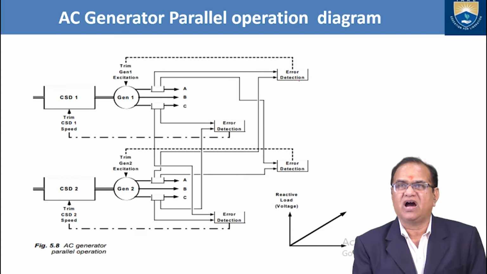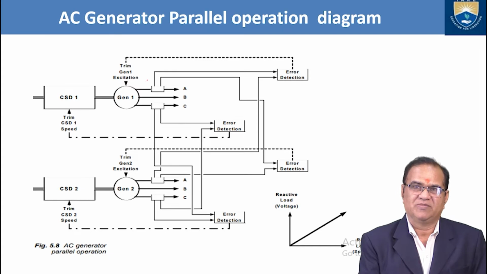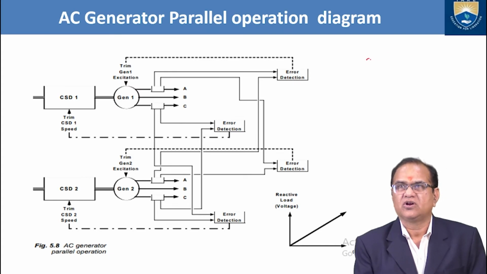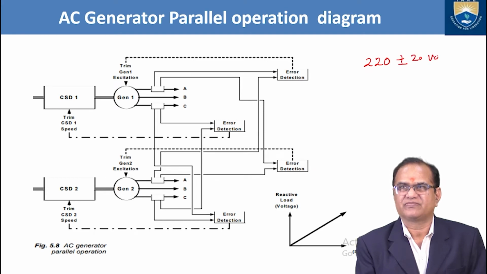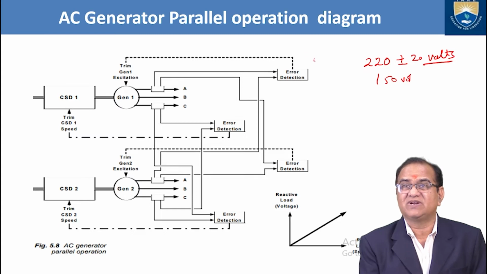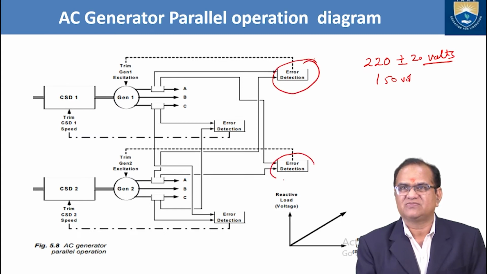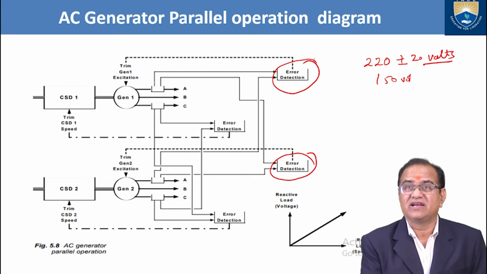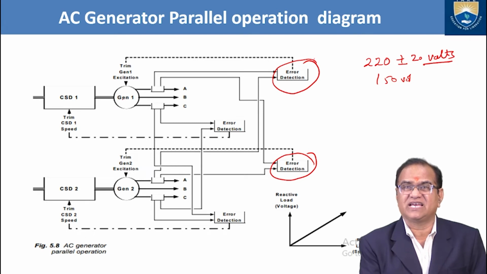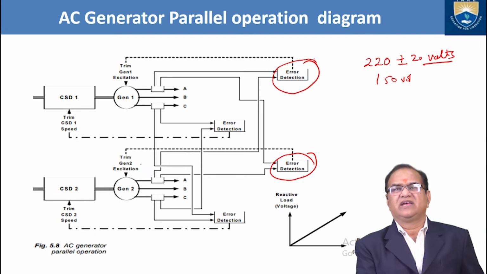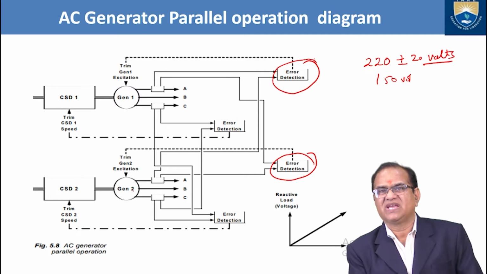Error detection, we should always have one error detection: how much percentage of error it is giving. For example, if it is 220 volt plus or minus 20 volt, this much is accepted. But if it goes to 150 volt, then this will detect, and here also this will detect. It will give the feedback to the trim. It will increase or decrease the speed of the generator, and it will again balance the system.